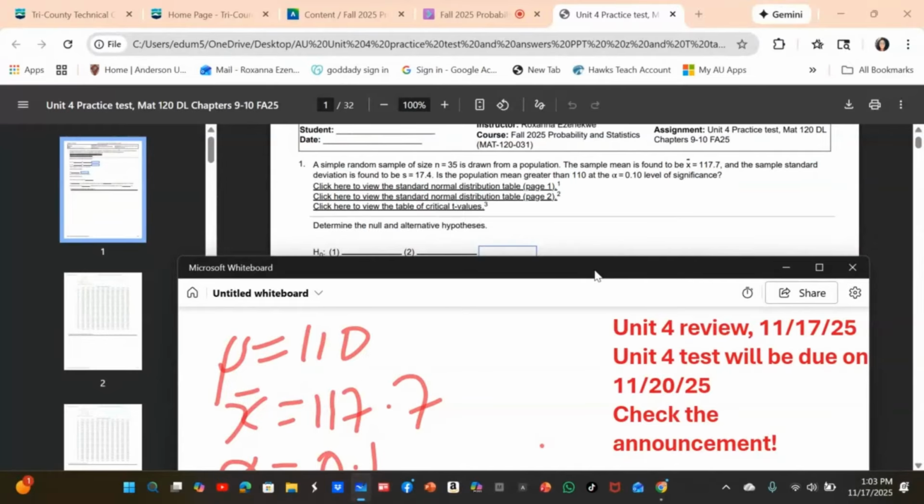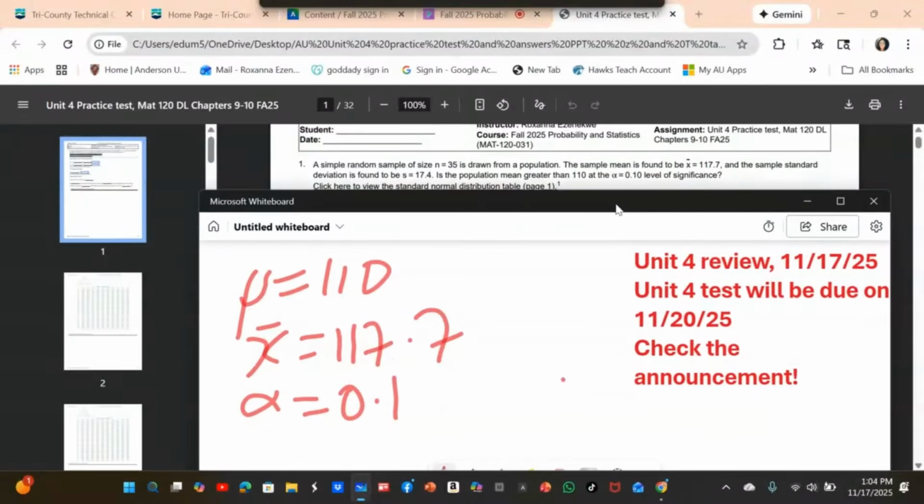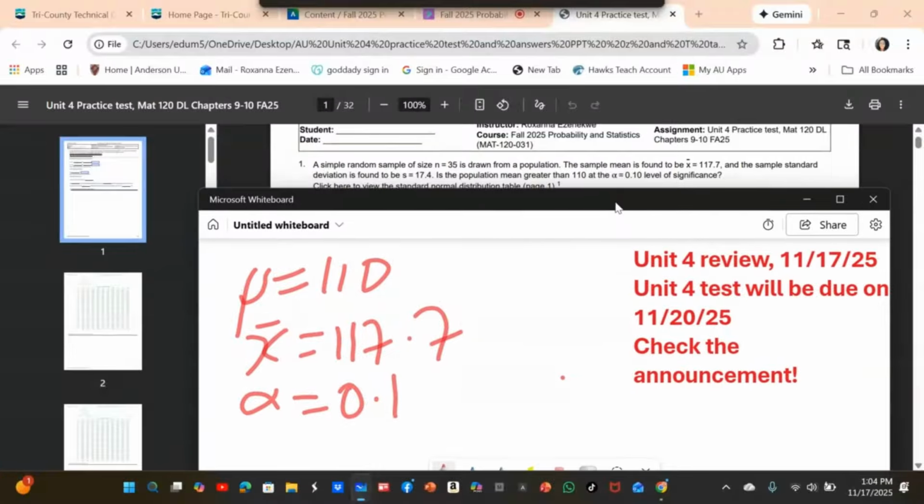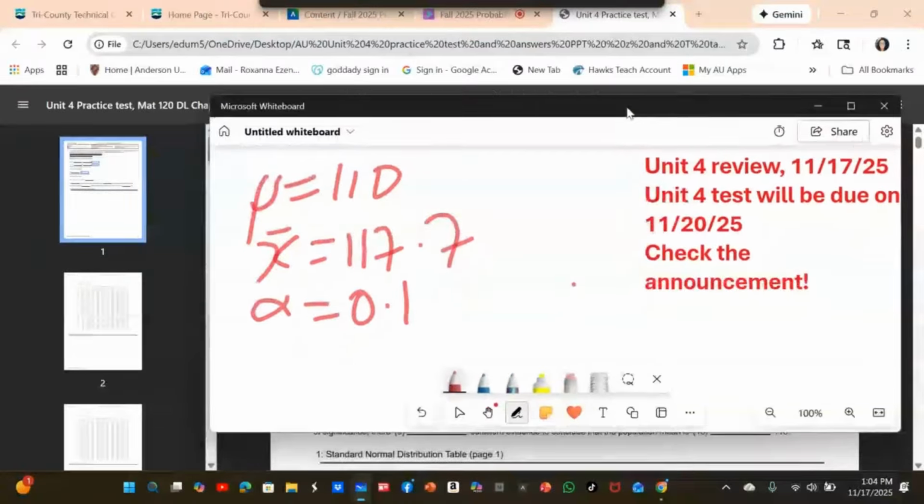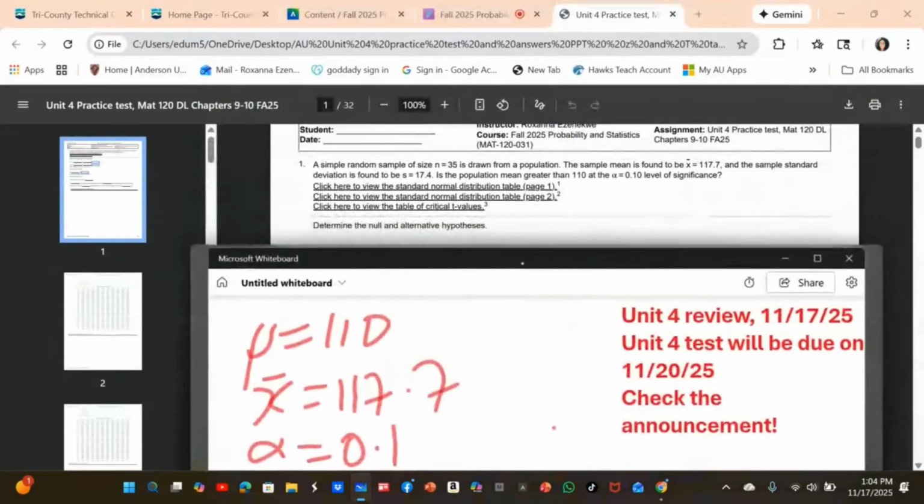So we are actually going to be doing a t hypothesis testing. Sample standard deviation is given to us, so this test is a candidate for t hypothesis testing. The sample standard deviation is 17.4, so s is equal to 17.4. We have now written down what we are given, so we have everything.